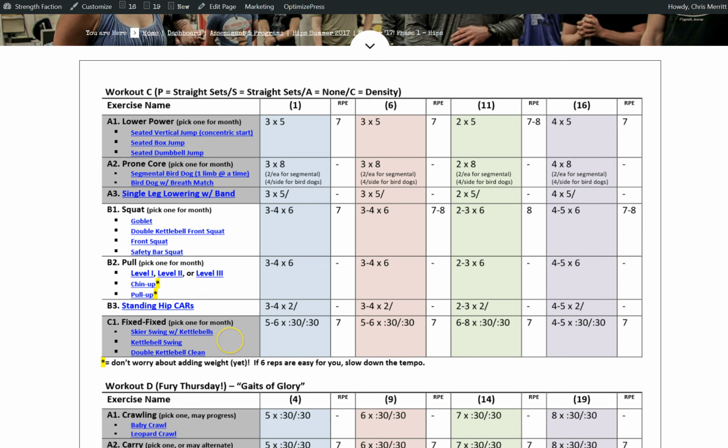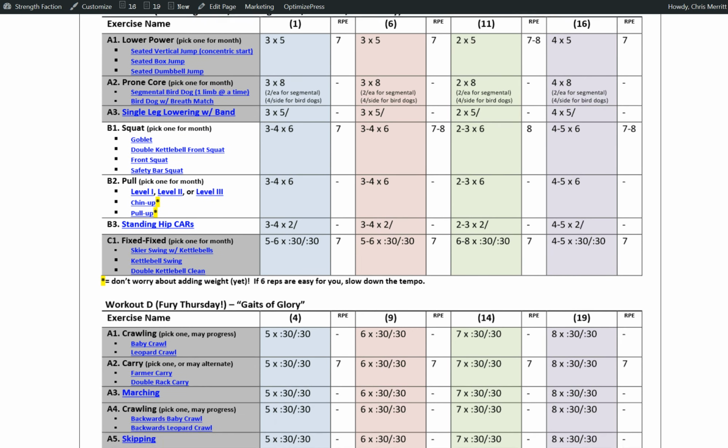And then our conditioning on this day, instead of 10-30, is up to 30-30. Now you're just picking one, so you're not doing a circuit. You're going to pick one, either ski or swing with kettlebells, kettlebell swing, or double kettlebell clean. You're going to do 30 seconds of work followed by 30 seconds of rest at an RPE of 7 for 5 to 6 rounds. All right?